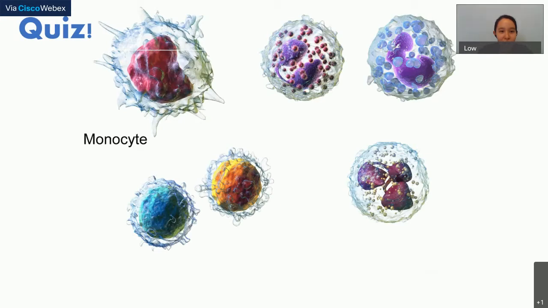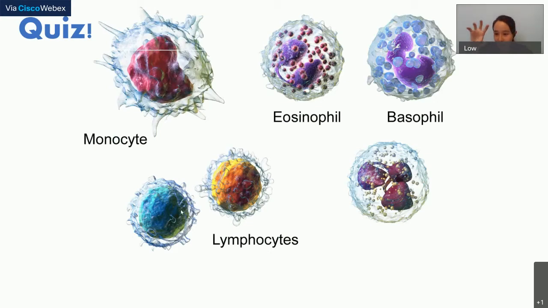Ta-da! The first one is monocyte. Remember, there's a very large nucleus in it. Then, how about the second one? It's eosinophil. They have a two-loop nucleus. How about the third one? Basophil. Okay, this one, lymphocyte. Remember the big nucleus? And the last one, neutrophil, that has three nuclear loops. You are clever enough.